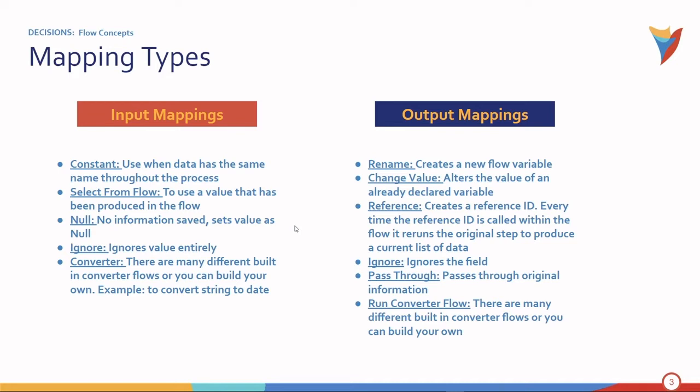Reference creates a reference ID. Every time the reference ID is called within the flow, it reruns the original step to produce a current list of data. Ignore, same as before, just ignores the entire field. It passes through original information without affecting it. And then finally, run converter flow. There are many different built-in converter flows, as we mentioned on the input mappings.